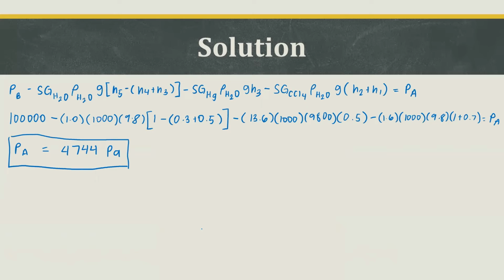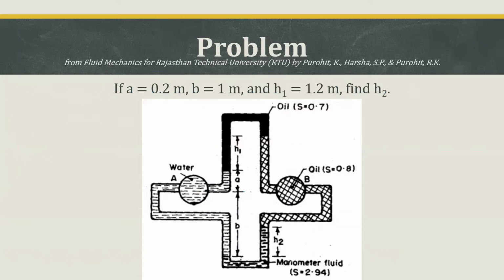We move to the next problem. So here we have two manometers that are interconnected. One is inverted and one's upright. We are given this diagram, and along with it are the specific gravities of the different fluids present. For convenience, we have two oils here. We will name this one as oil 1, this one as oil 2, so that we don't get confused in the solution.